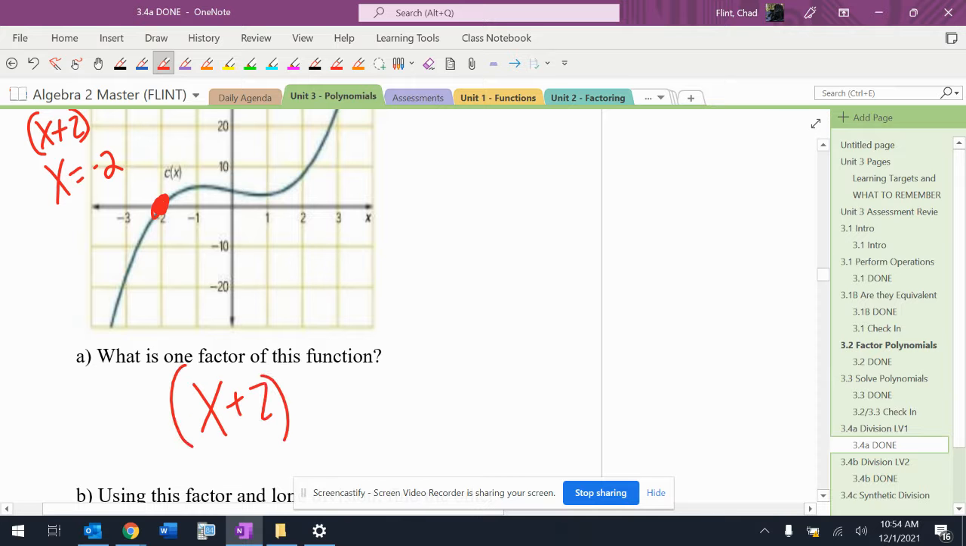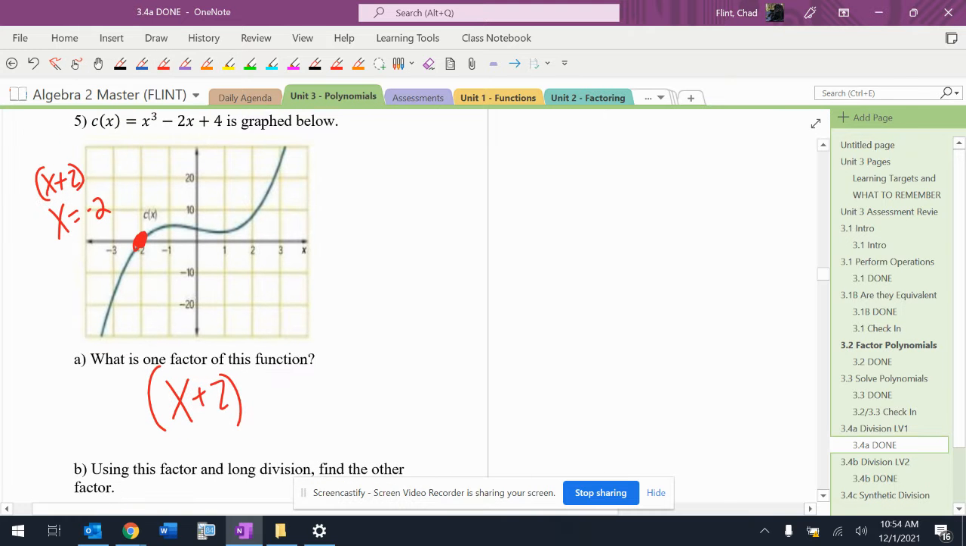And we've said that the factors, if I have a thing factored and I find solutions, those will always be x-intercepts. But it doesn't necessarily always work in the exact same way, meaning that not all of the solutions are there because some are going to be imaginary solutions. So what it now wants me to do is, using this factor and long division, find the other factor.